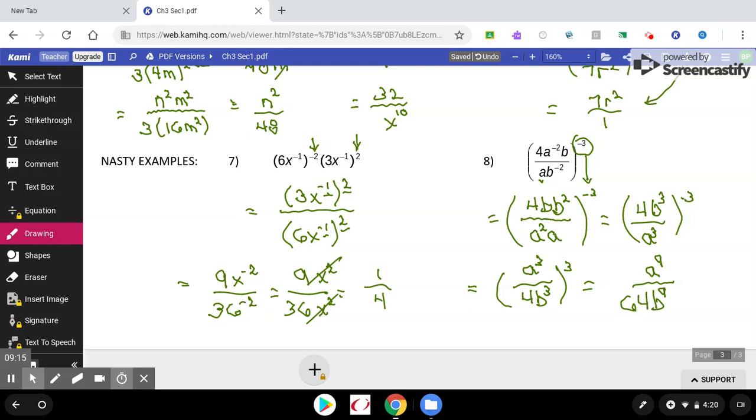And that's it. So that had a lot of steps to it. But again, the point, guys, is anything being raised to a negative exponent, move it. Because if you move it, no more negative, easier to do.